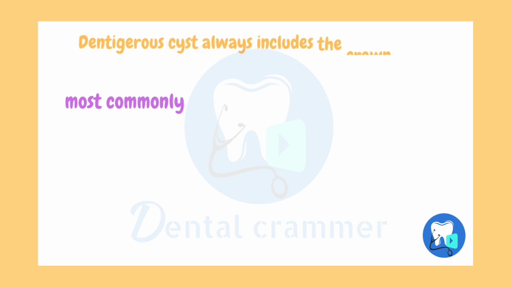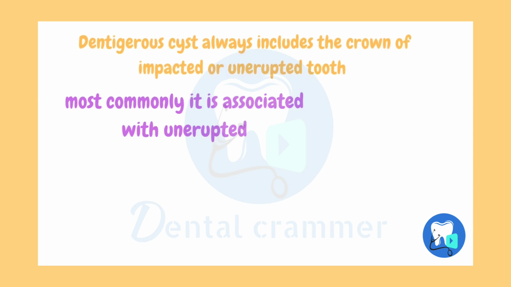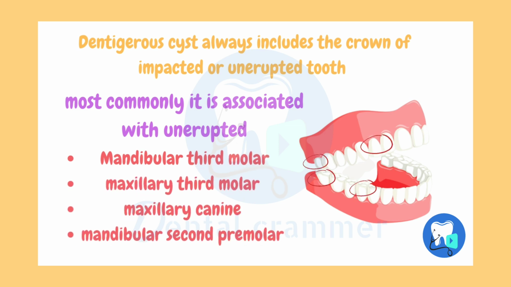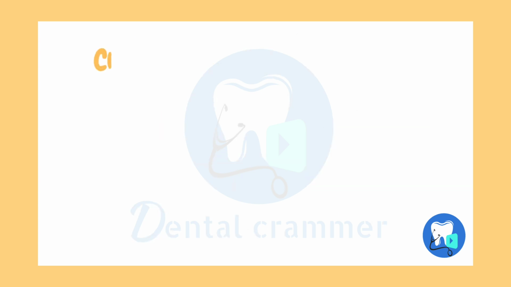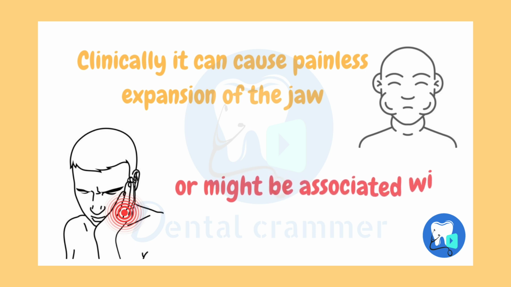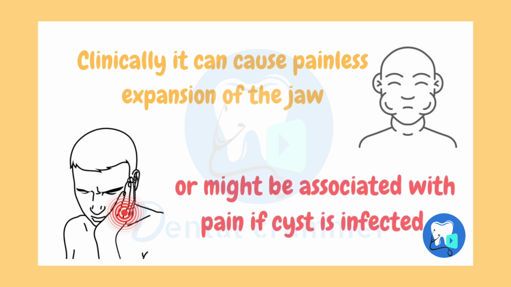As this cyst is derived from the reduced enamel epithelium which surrounds the impacted tooth, dentigerous cyst always includes the crown of either an impacted or unerupted tooth, with the most common teeth being the third molars. The most important clinical symptom of dentigerous cyst is the painless expansion of the jaw. It might be associated with pain if the cyst gets infected.